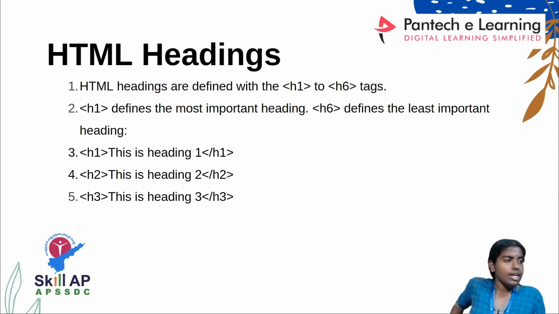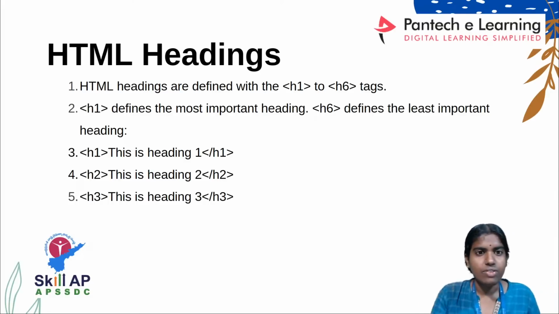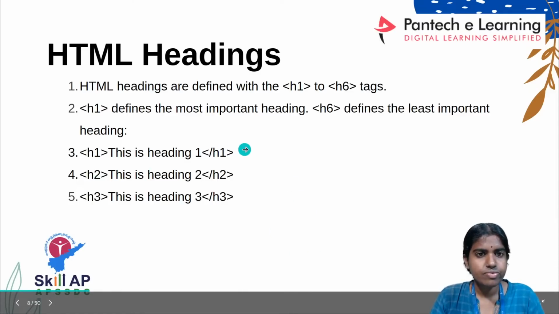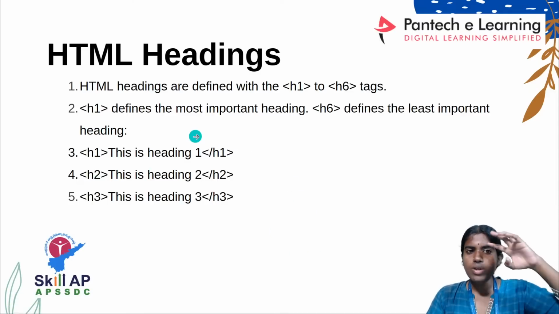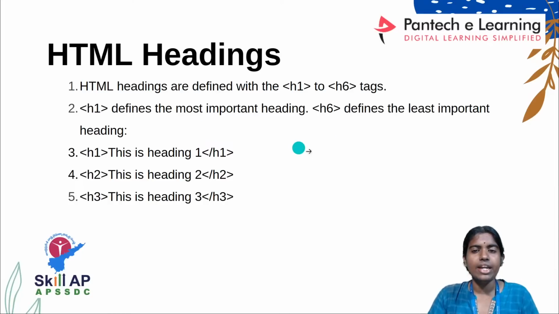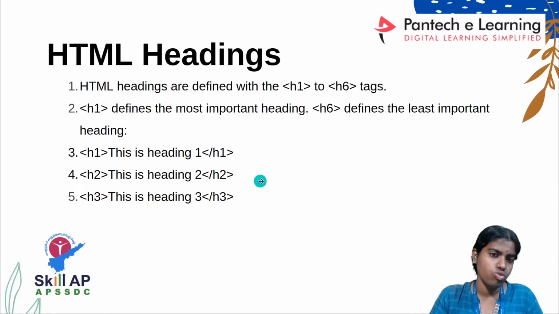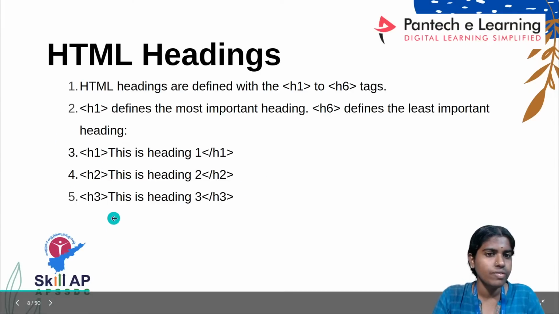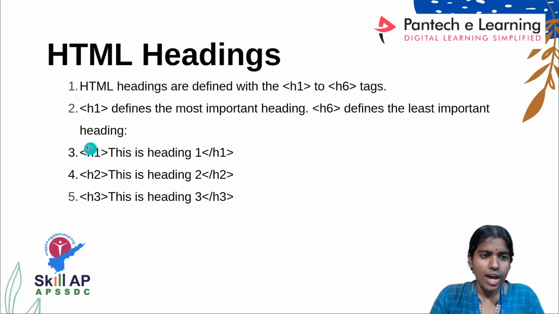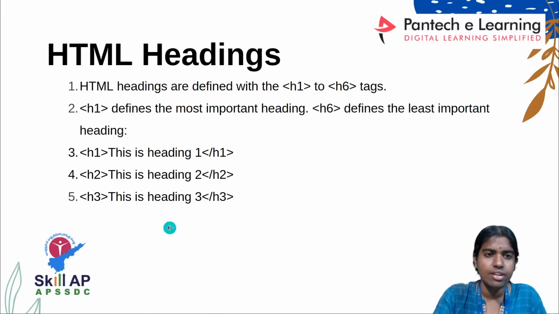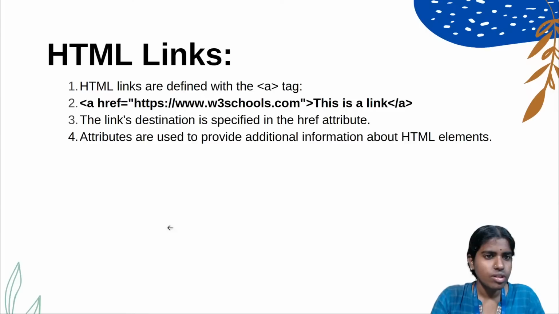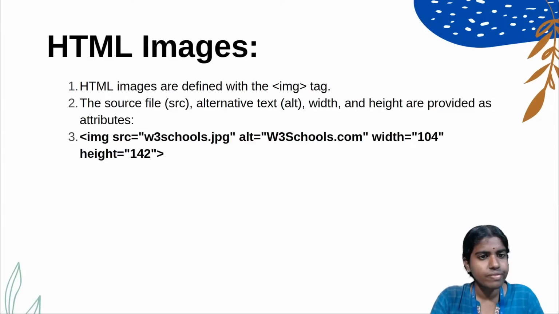They are defined with H1 to H6 tags, so we have different levels of headings. H1 defines the most important heading and H6 defines the least important. Based on the sizes, you can go for different types of headers available in HTML. You have this H1 tag, heading 1, with a starting header tag and a closing header tag, then H2 and H3, and you also have P tags available in HTML.